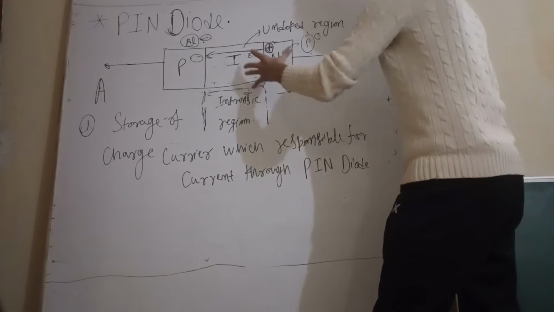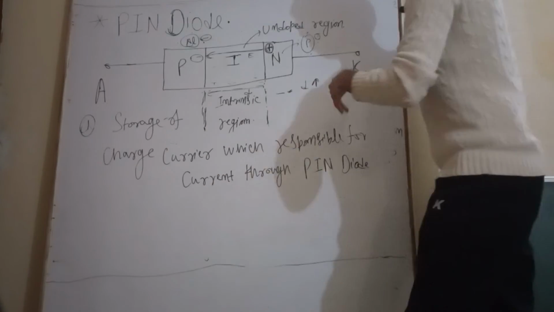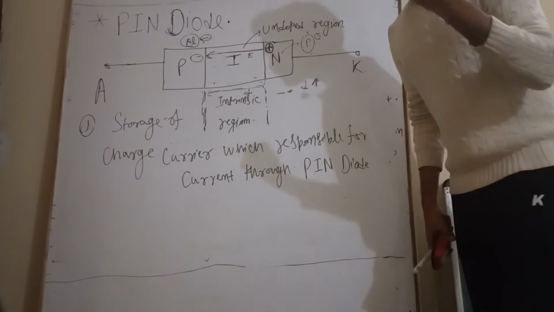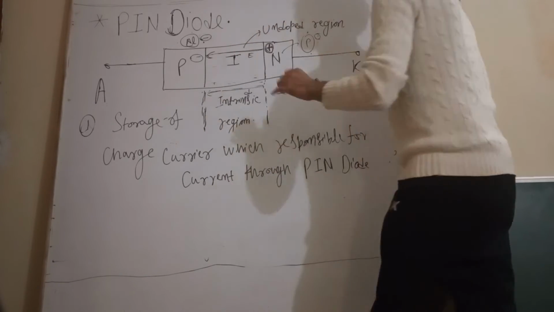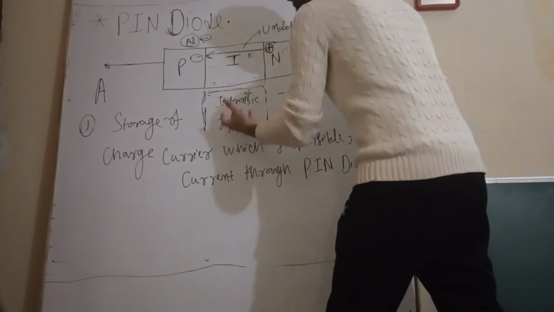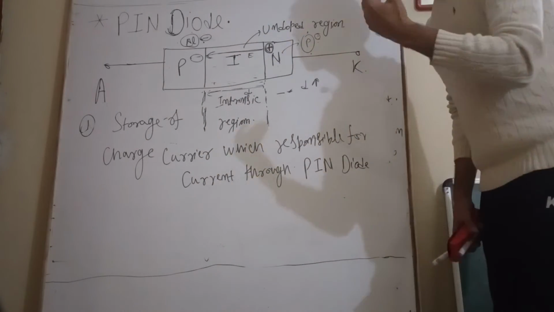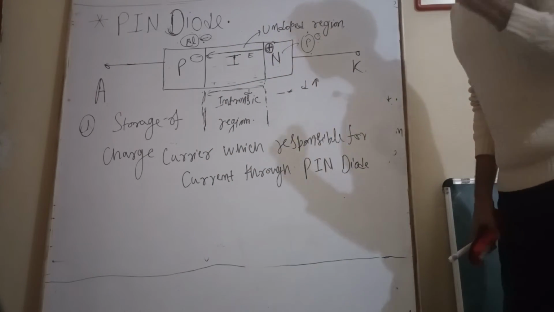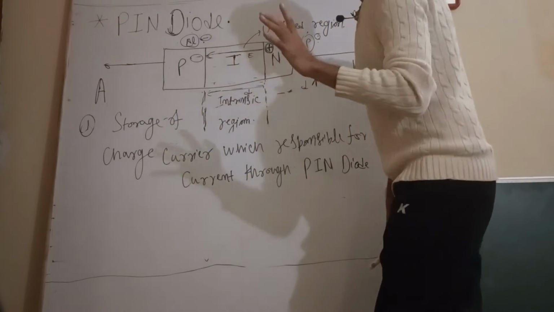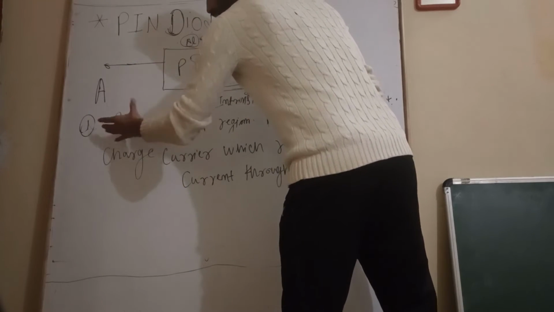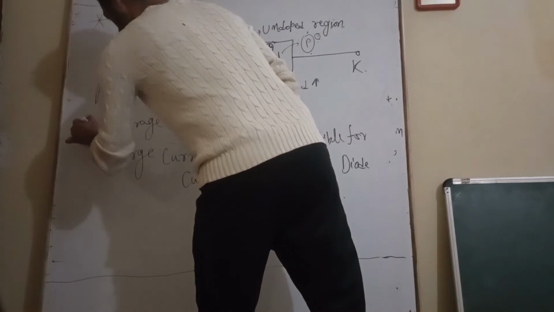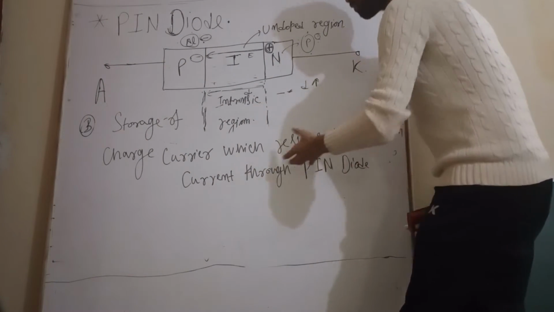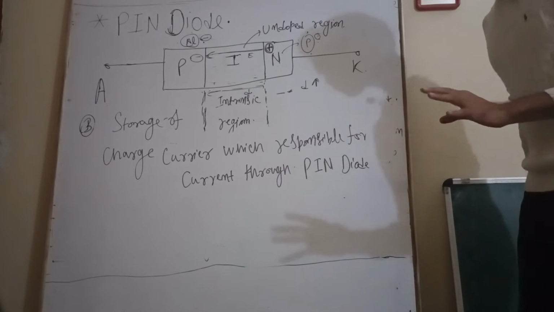As we increase the forward bias voltage, we observe that the resistance of this intrinsic region also decreases. So in this way we can say that it provides a variable resistance feature. What type of feature? Variable resistance feature. The third feature is the storage of charge carriers, which is responsible for the current through the PIN diode.